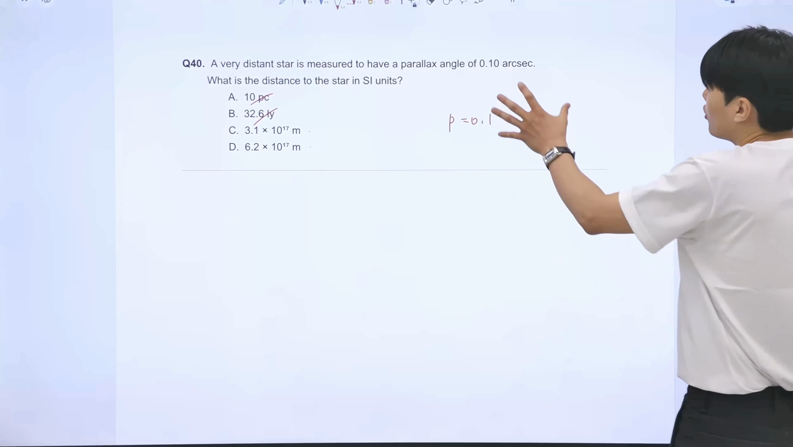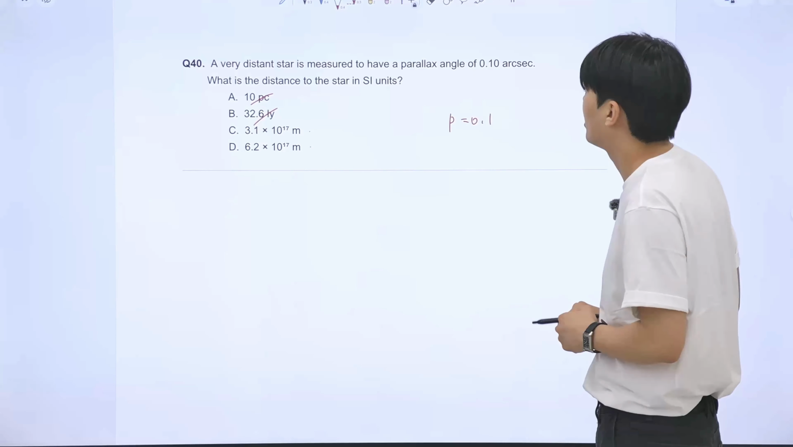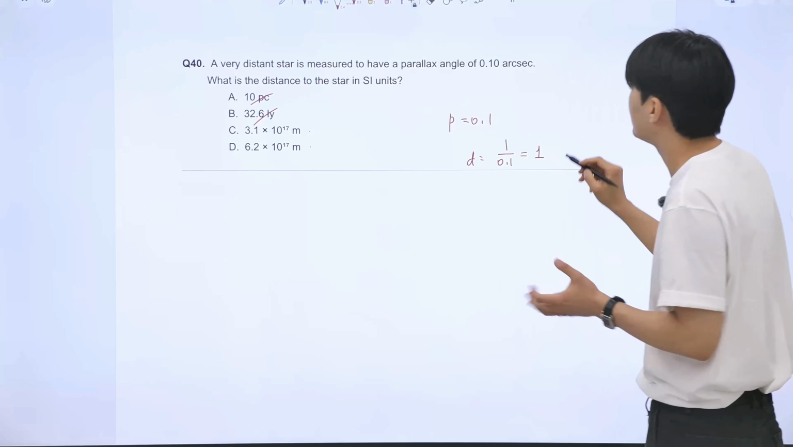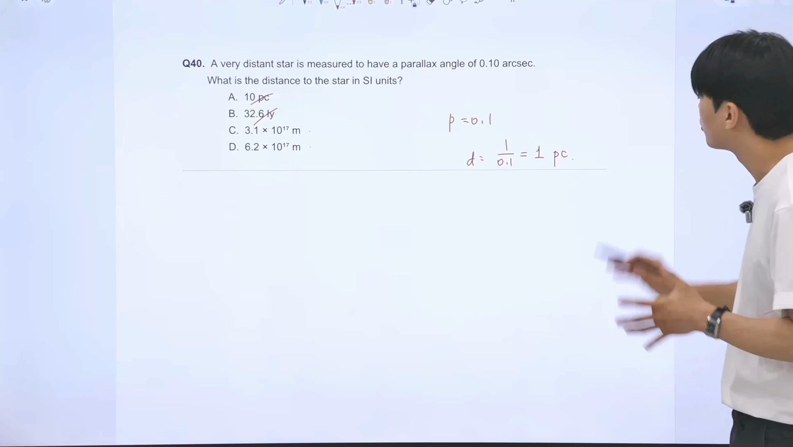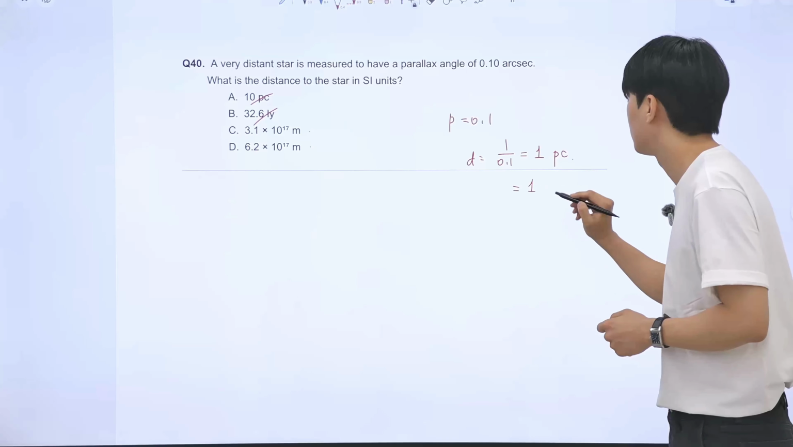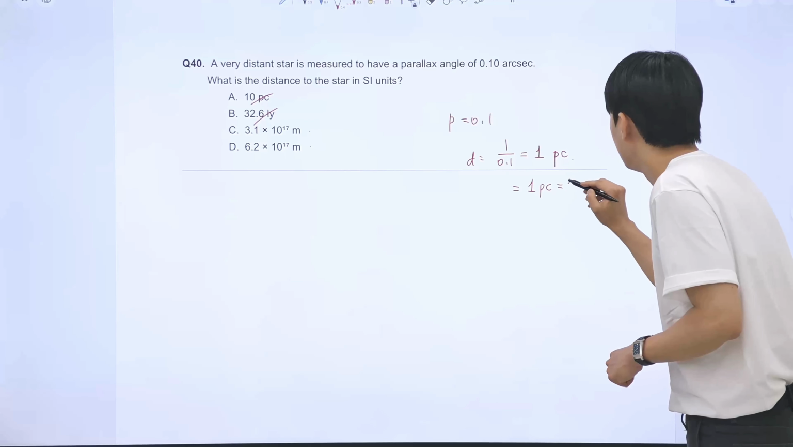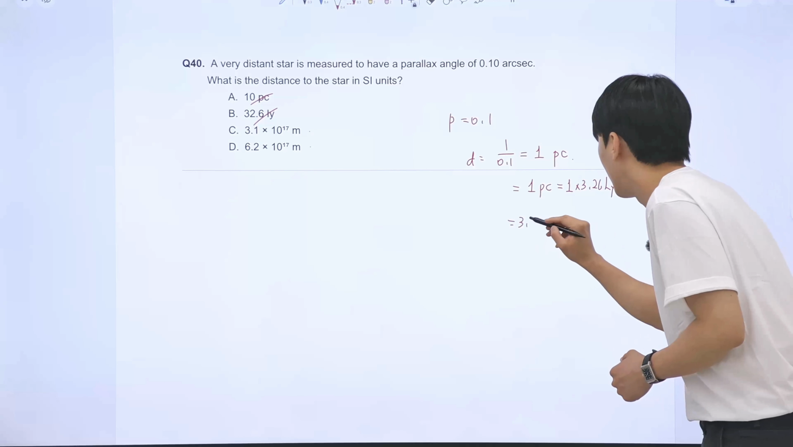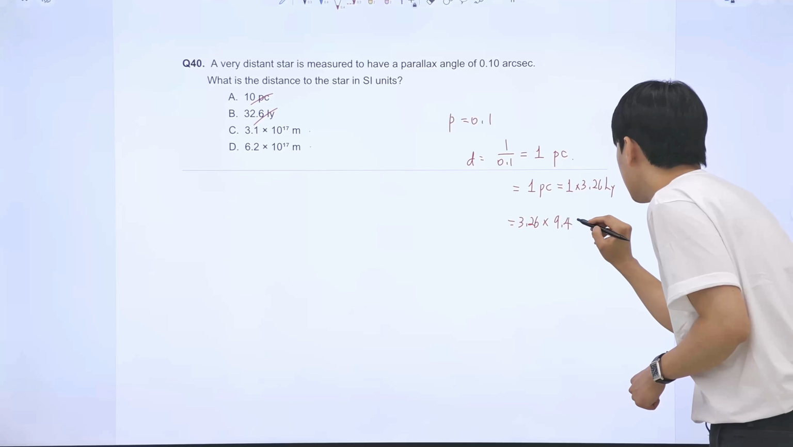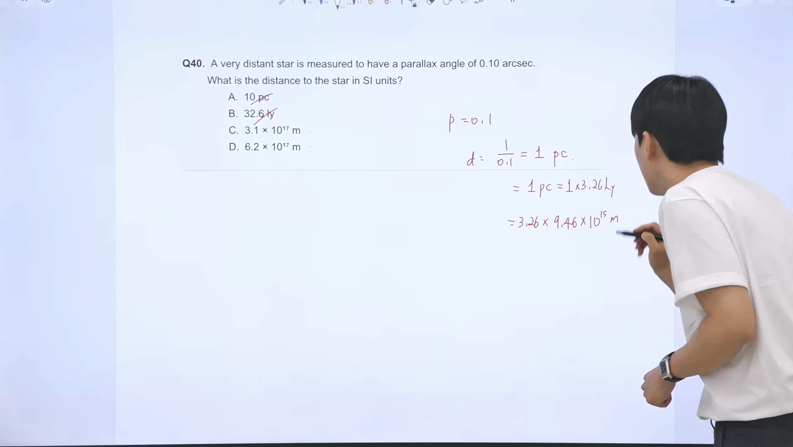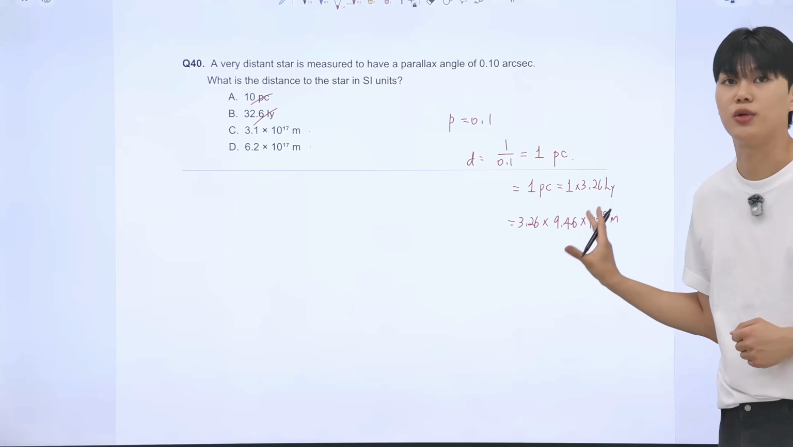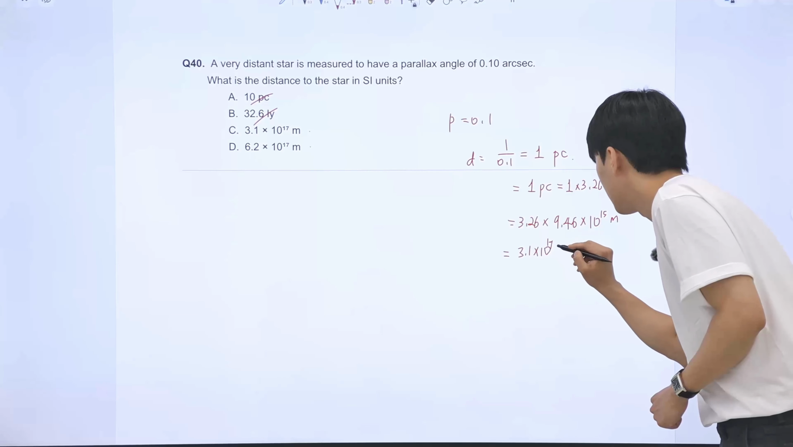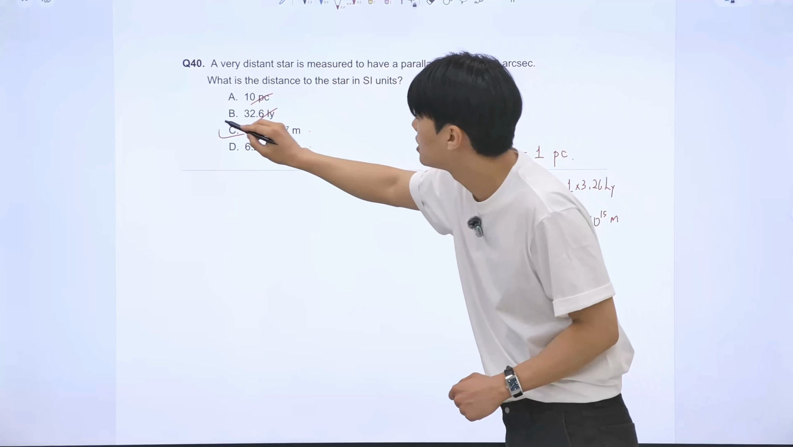But if you think about how to calculate the distance to a star, we have the parallax angle. So distance is equal to 1 over the parallax angle, which is 1. In that case, that's 1 parsec, right? To calculate it, we use 1 parsec equals 3.26 light years. And 1 light year represents 9.46 times 10 to the 15th meters. You can find it in the formula booklet, you don't have to memorize anything about it. Then if you calculate that, it should be about 3.1 times 10 to the 17 meters, which in that case, C must be the answer.